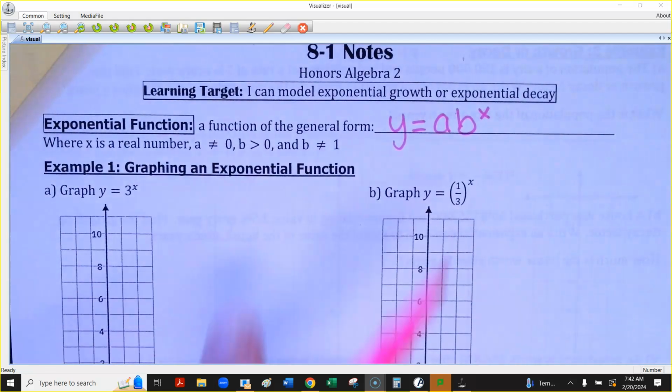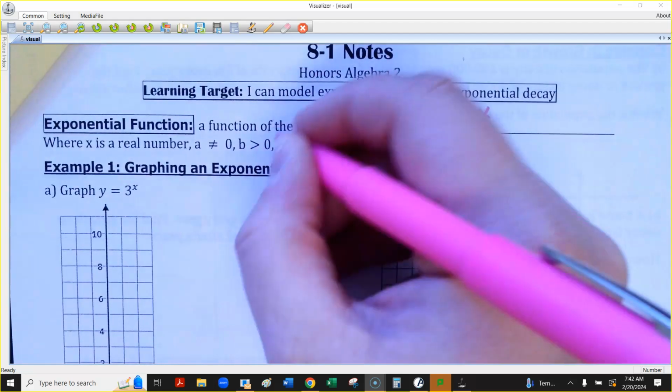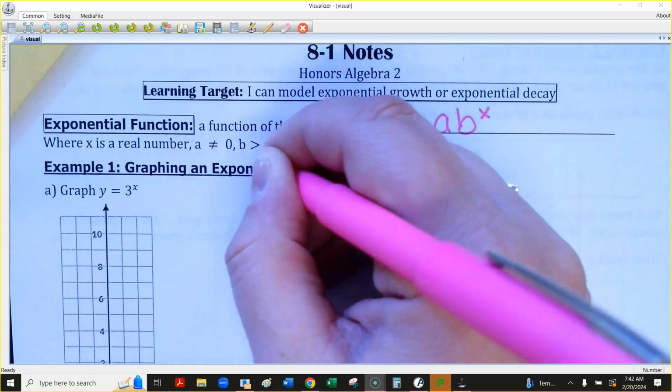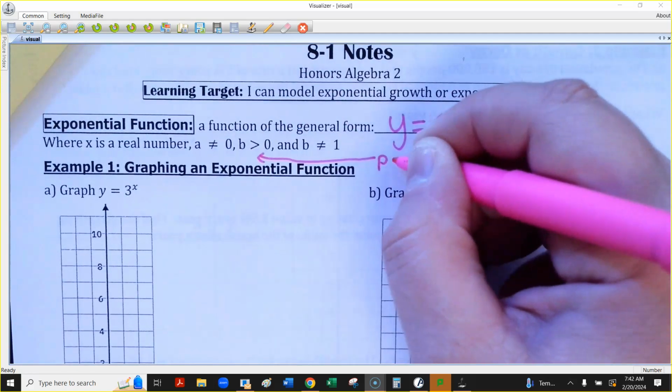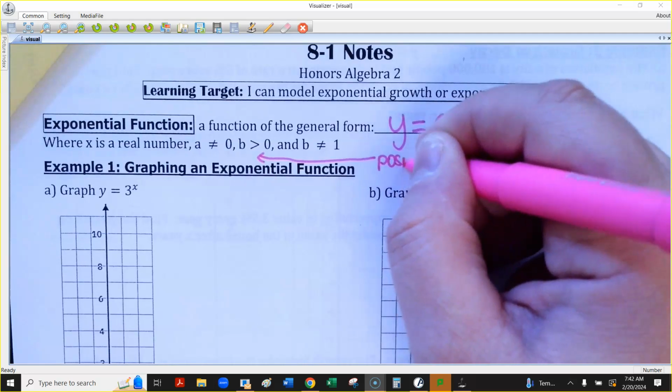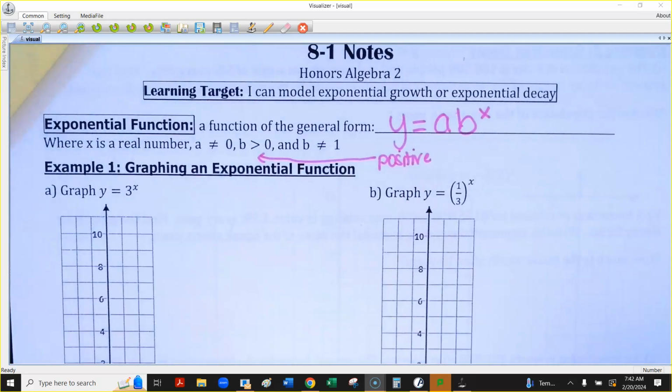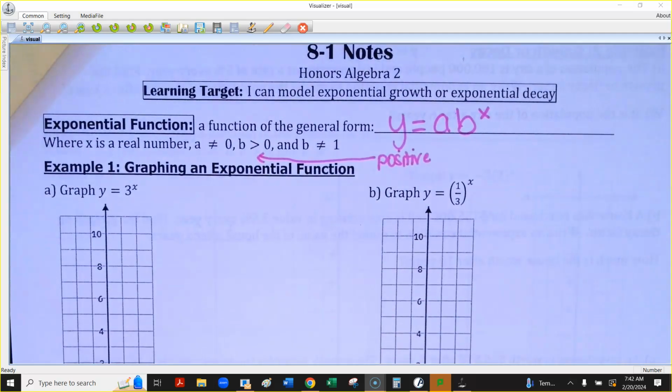All right, b has to be greater than 0. All that means is b has to be positive. It can't be equal to 0. Again, if it was equal to 0, that would just wipe the whole thing out. It has to be a positive value. You can't take a negative number to an exponent for an exponential.